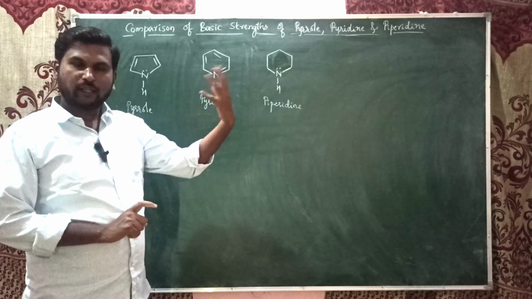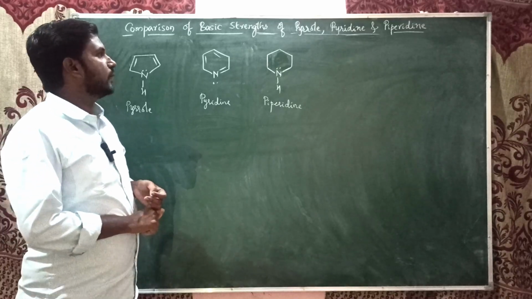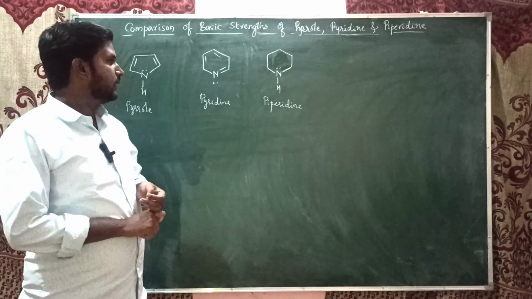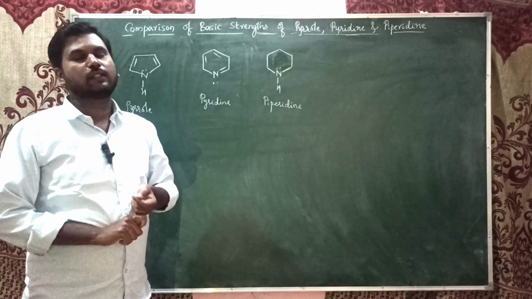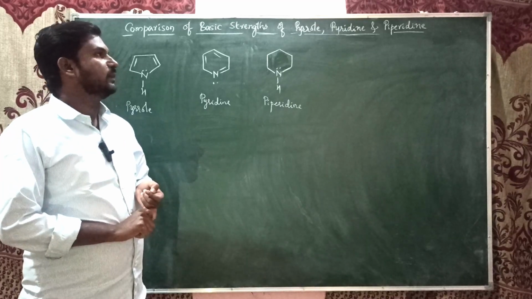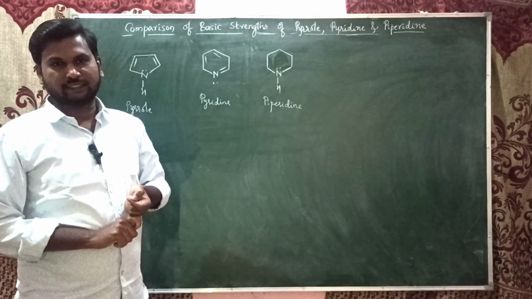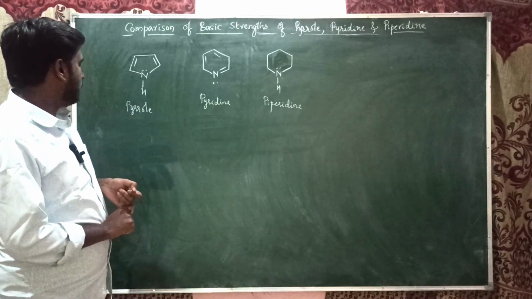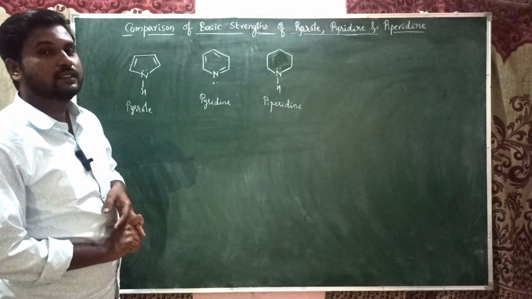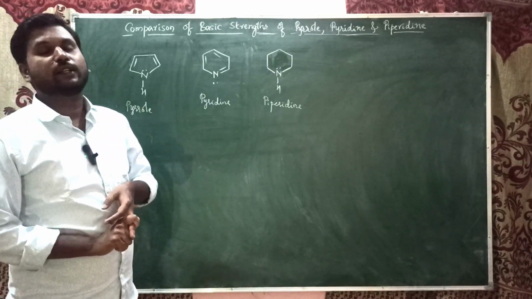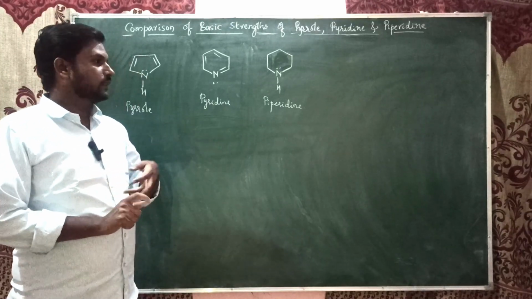The electron pair donors are Lewis bases, and those which accept protons are Bronsted bases. Both theories will apply, and we'll see the basic strength of these three compounds, which is more basic and which is less basic. First I will discuss how they react with protons when they undergo protonation, starting with Bronsted theory.